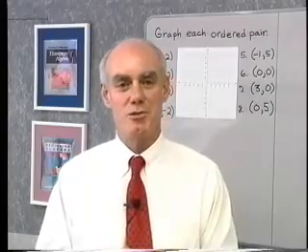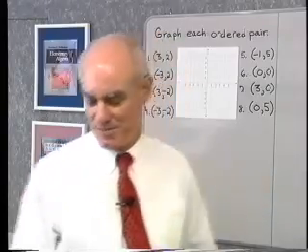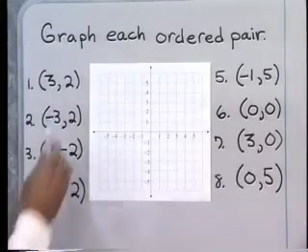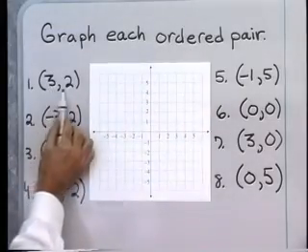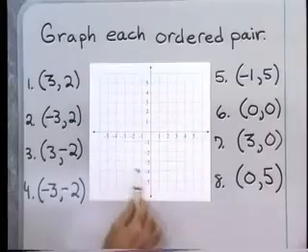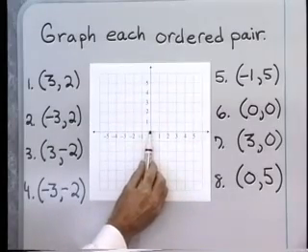First thing we want to do here is graph some ordered pairs. Let's take a look at the board. Here I have graph each ordered pair. The first one is the ordered pair 3, 2. This is a rectangular coordinate system. We want to start at the origin.